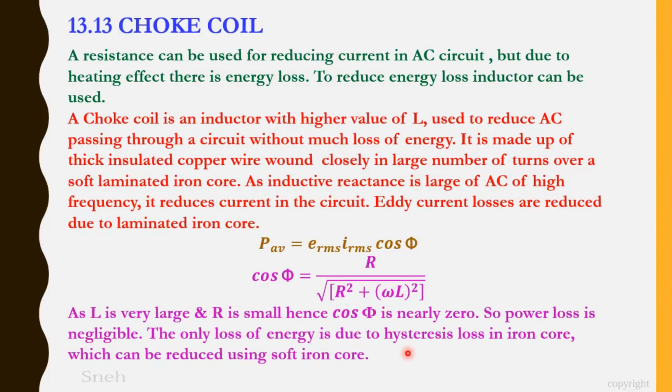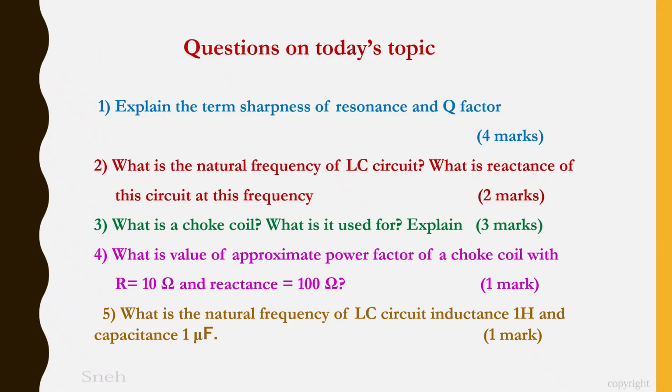So here we have completed the theoretical part regarding AC circuits. This is the last theory lecture of AC circuit. Here are questions on today's topics, and today we have discussed two things: one is sharpness of resonance and the second is choke coil. In our next video, we'll see numericals on AC circuit.